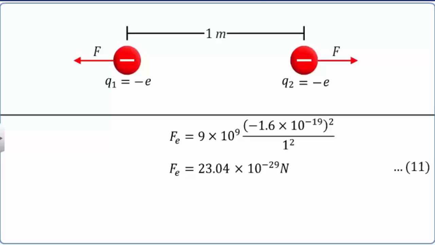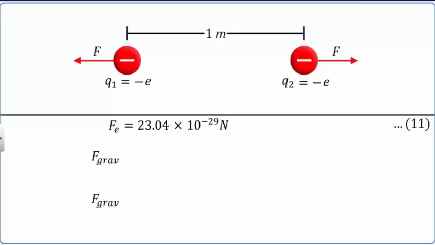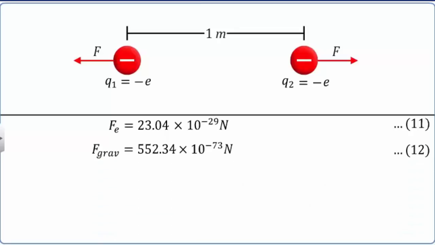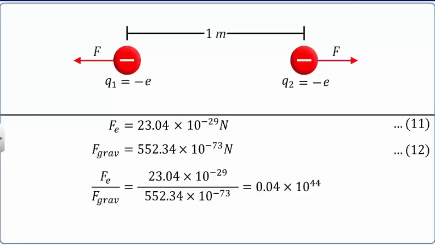Let us now compare the electrostatic force between these electrons with the gravitational force between them. The gravitational force F between the electrons is G into M1 M2 / r², where M1 and M2 are the masses of the electrons, which are equal to 9.1 × 10⁻³¹ kg each. Substituting the values of the various parameters, we have the gravitational force between them equal to 552.34 × 10⁻⁷⁷ newton. Let this be equation 12. Dividing equation 11 by equation 12, we have the ratio between electrostatic and gravitational forces, and we can see that the electrostatic force is enormously greater than the gravitational force.